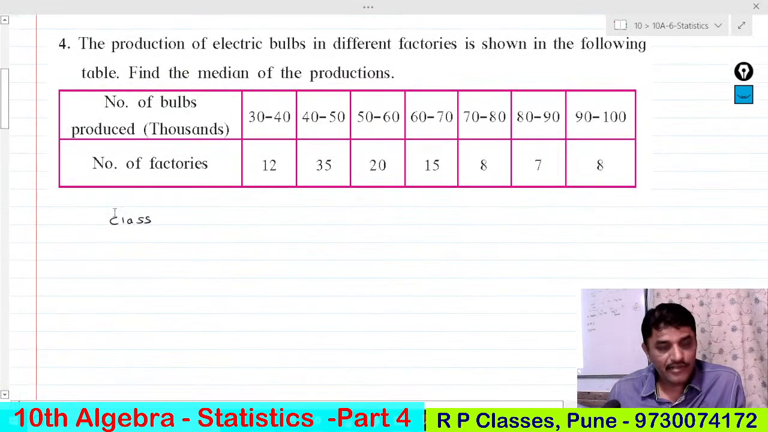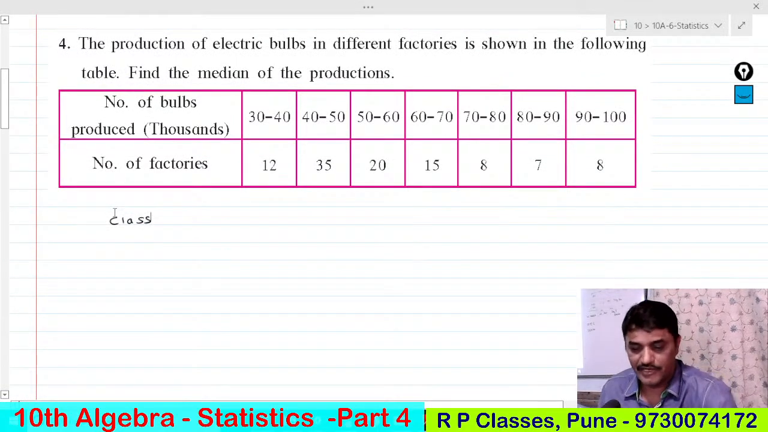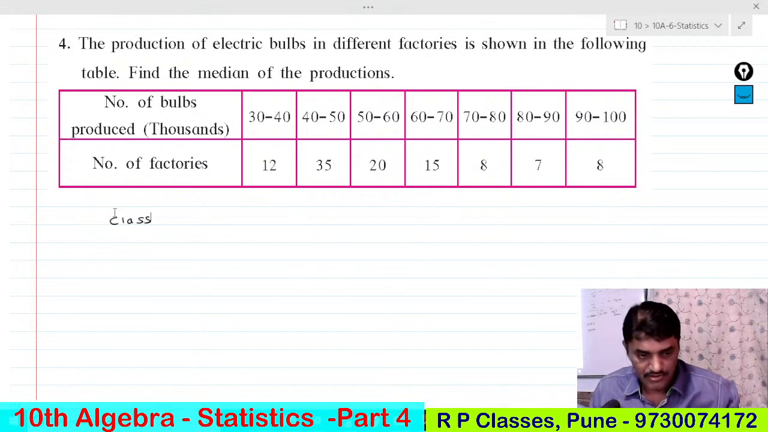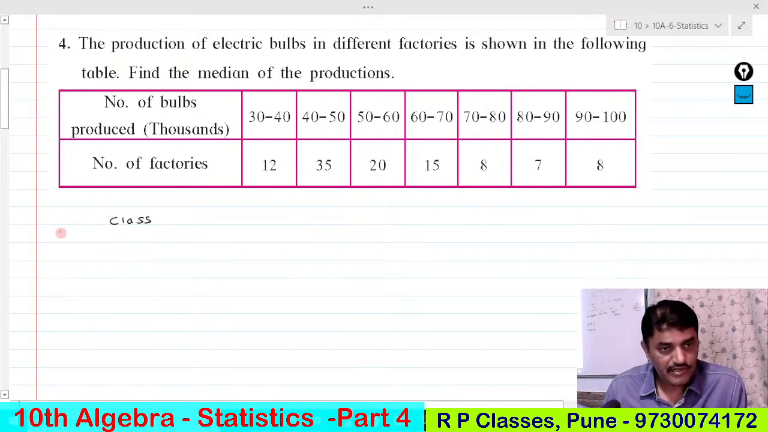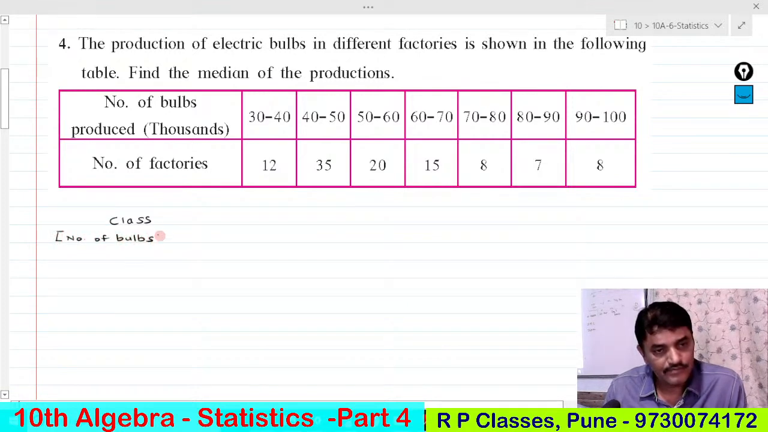What will be the second column? Class here means number of bulbs in thousands, right? Number of bulbs in thousands. So I'll just write here: class means number of bulbs in thousands.